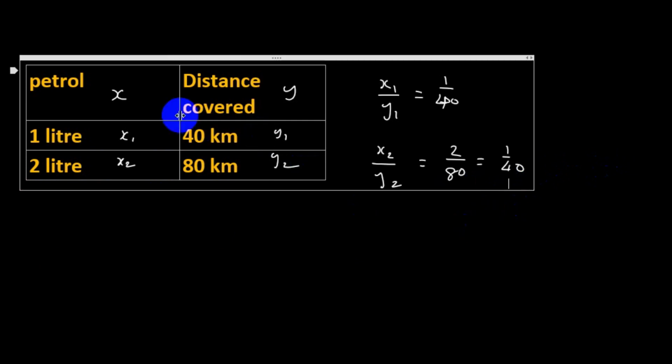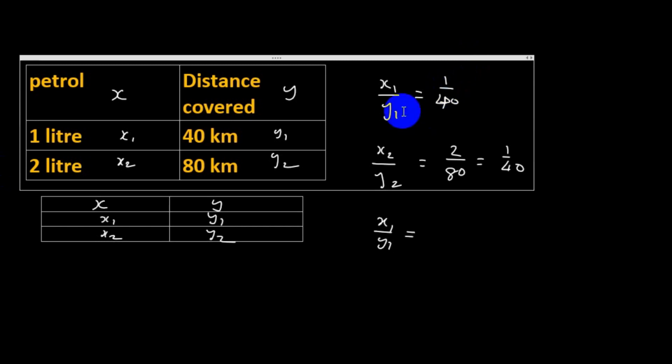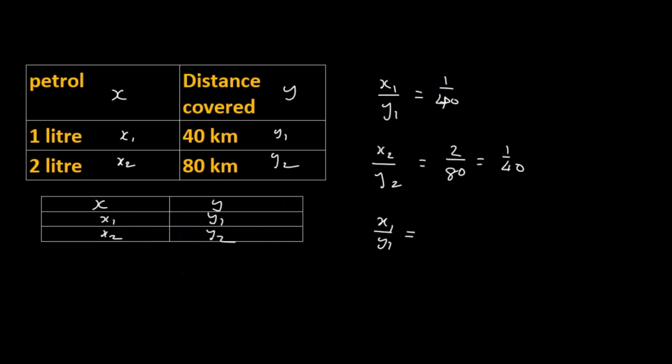Generally speaking, if we consider this X and Y, let us draw the table here and derive a general result. In this table, this is the X measure, and this is the Y measure. If two measures X and Y are in proportion, the first value of X is X1, then X2, and similarly Y1 and Y2. X1 by Y1 will be a number, like 1 by 40 here. Let us call it K.